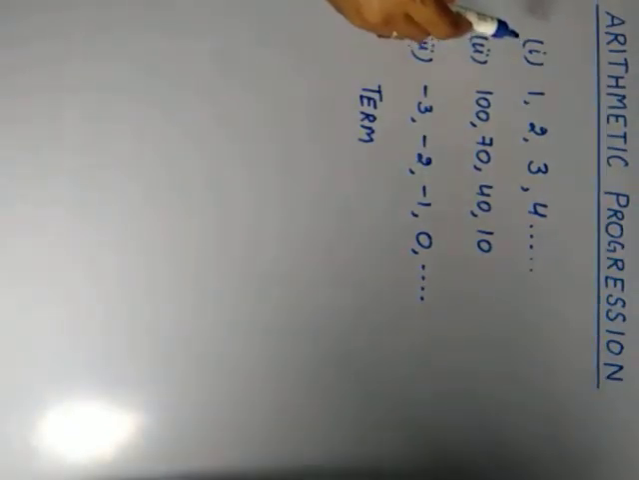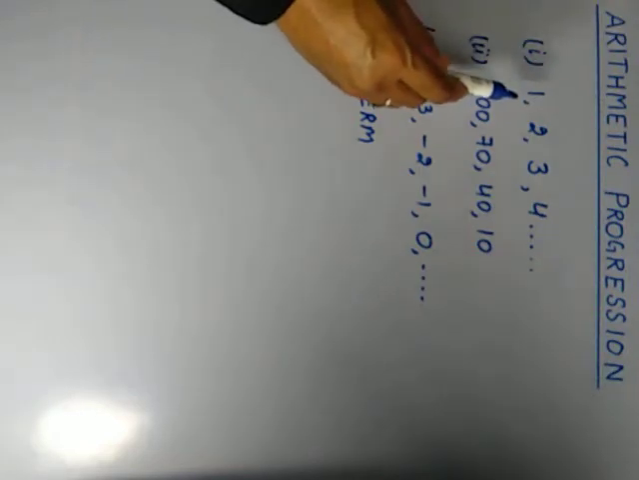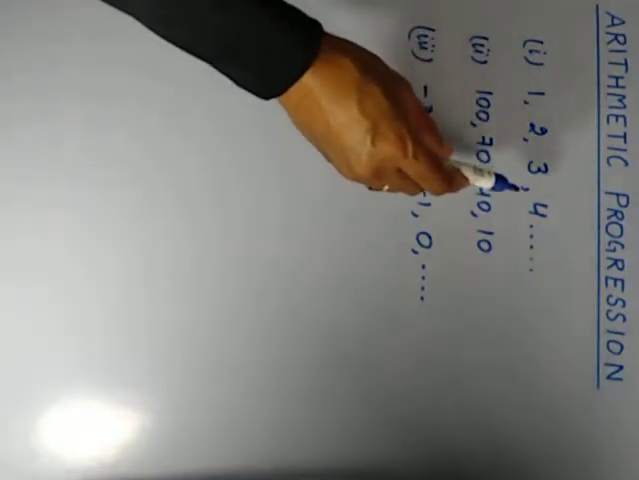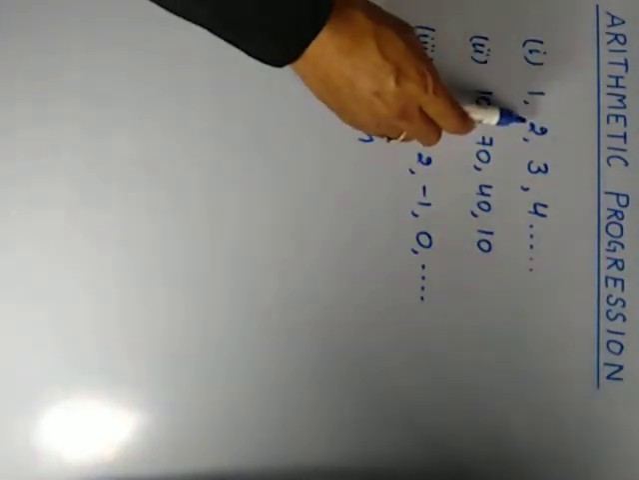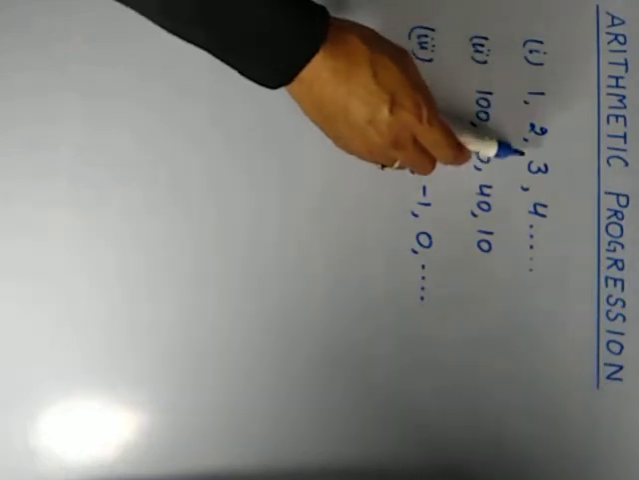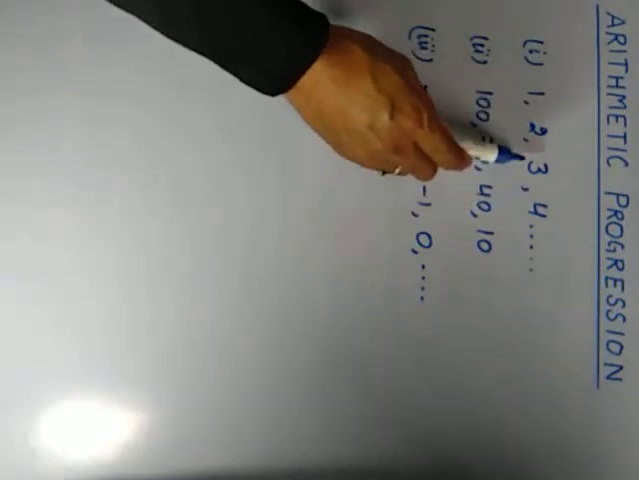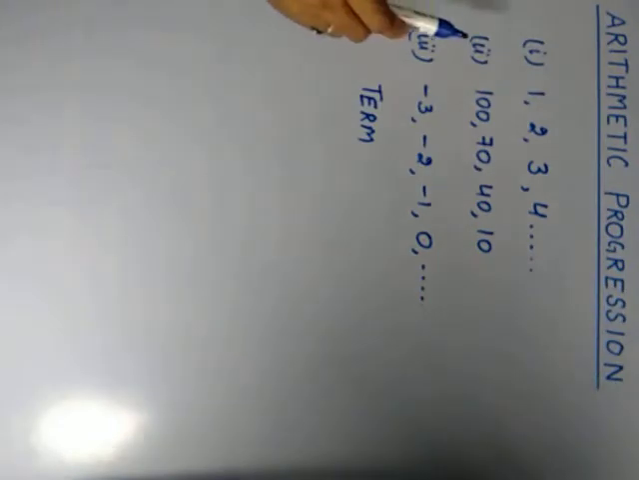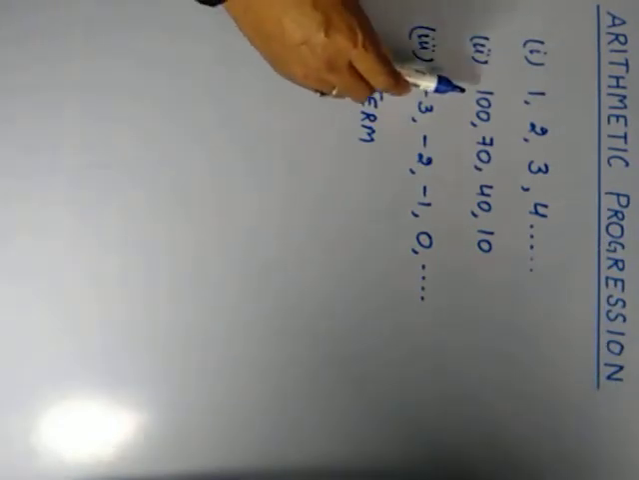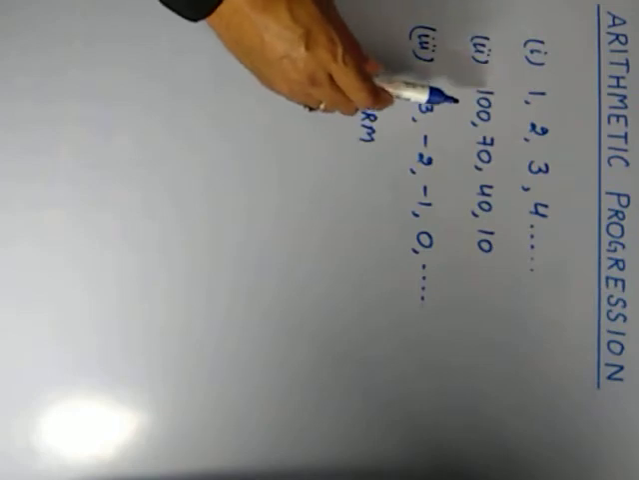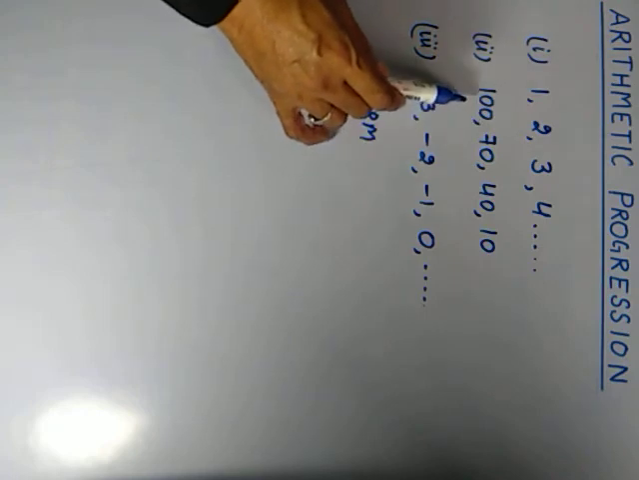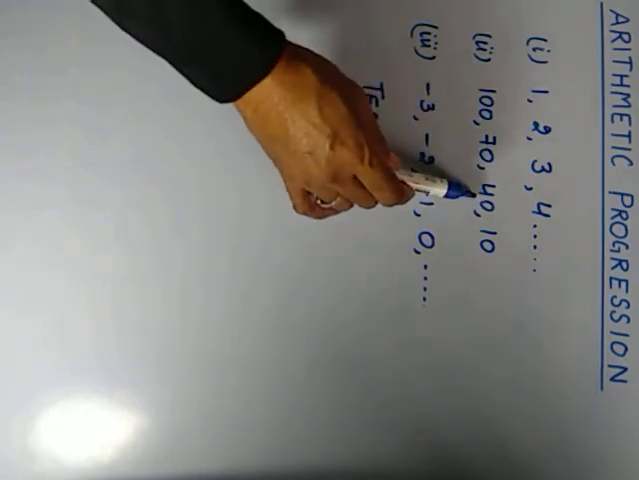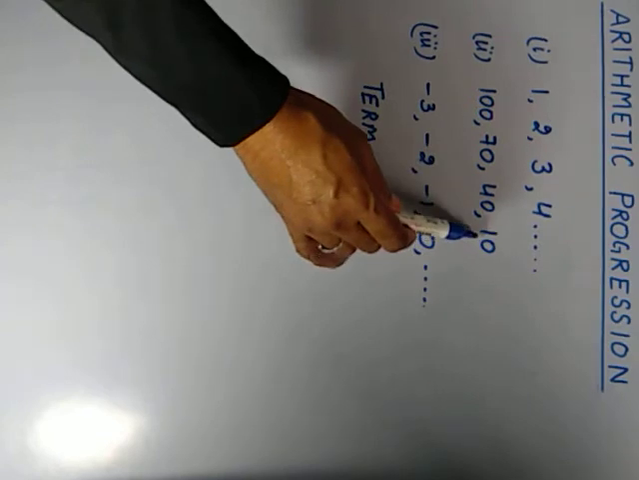In the first sequence, each term is one more than the term preceding it. 2 is 1 more than 1, 3 is 1 more than 2, 4 is 1 more than 3. In the second series, each term is 30 less than the term preceding it. 70 is 30 less than 100, 40 is 30 less than 70, 10 is 30 less than 40.